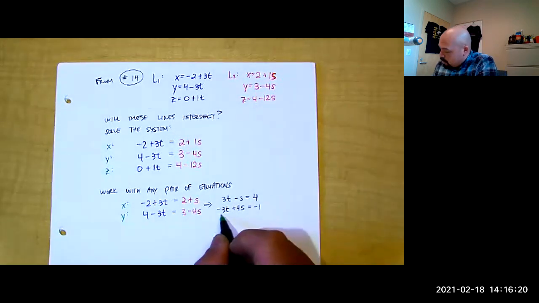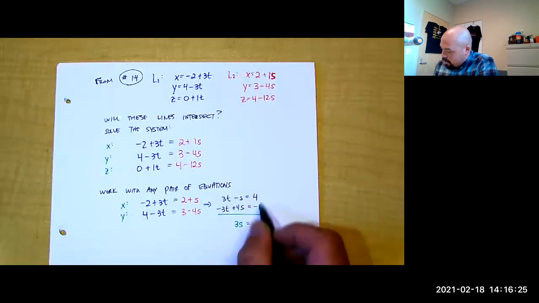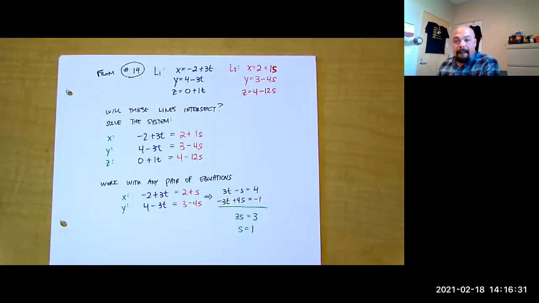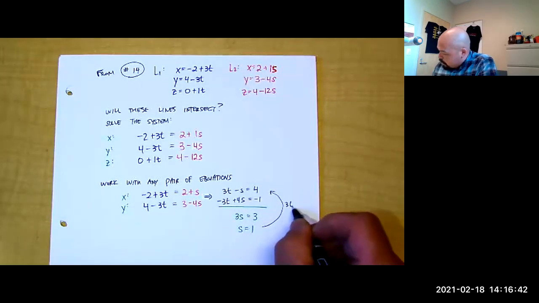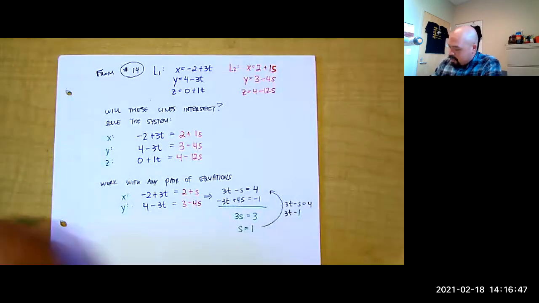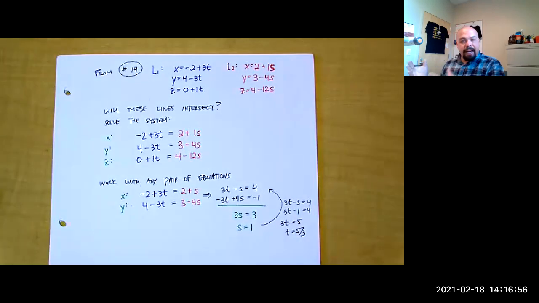And if we were to solve that system, adding down, 3s is equal to 3. So s equals 1. And so if s equals 1, back to the top equation, 3t minus s equals 4. So 3t minus 1 is supposed to be equal to 4. 3t is equal to 5, or t is equal to 5/3, right? Some weird fraction, but that's perfectly fine.